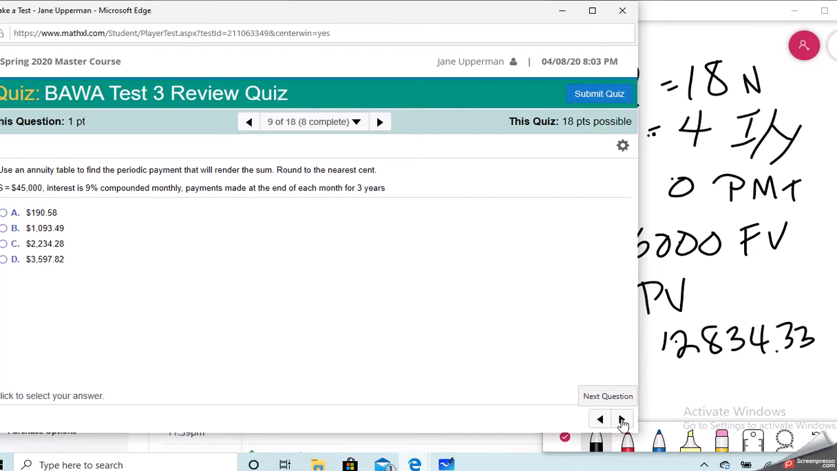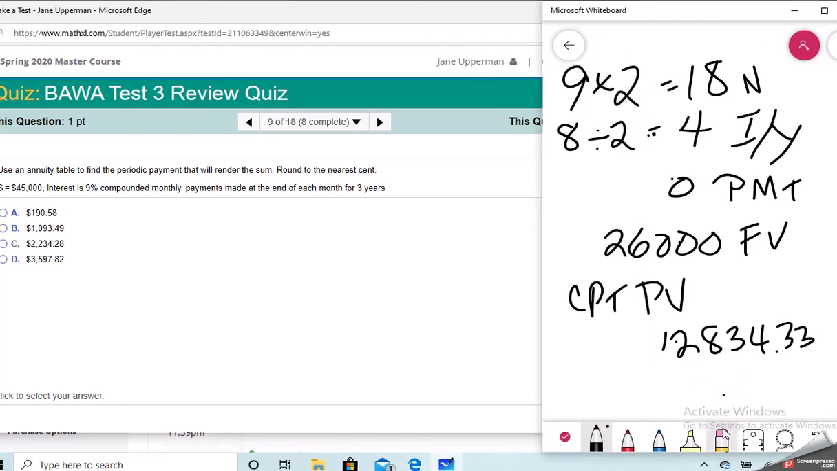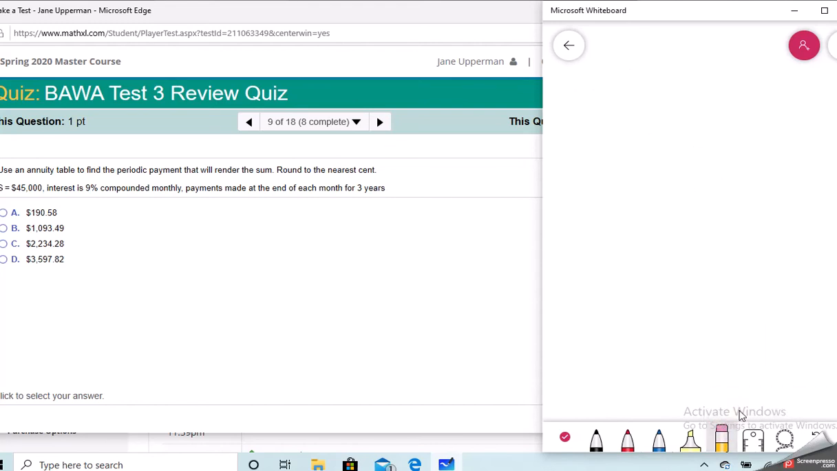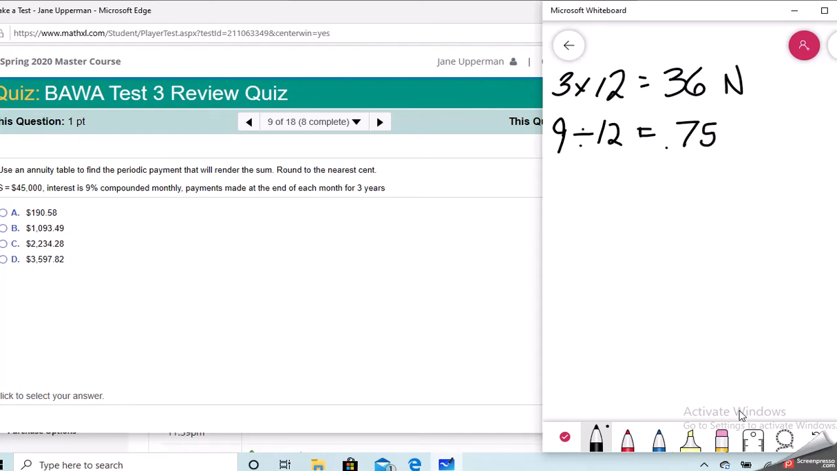Okay, then now we want to accumulate $45,000. Interest is 9% compounded monthly. Payments are made at the end of each month for 3 years. So if we come over here and clear this out, our N is going to be 3 years, monthly payments, so 36 monthly payments. 9% divided by 12 gives us 0.75 as our IY.